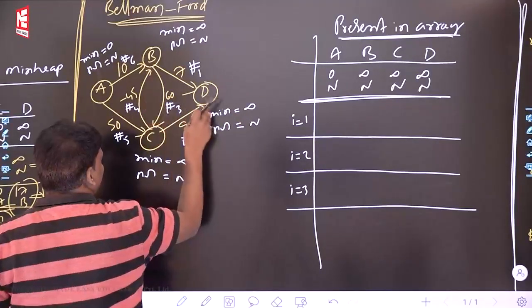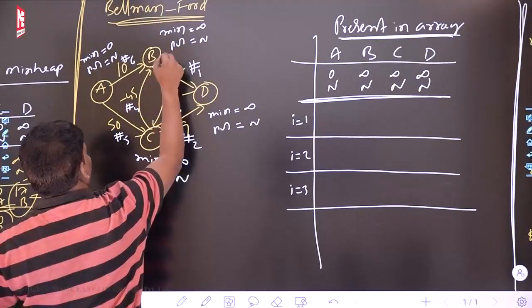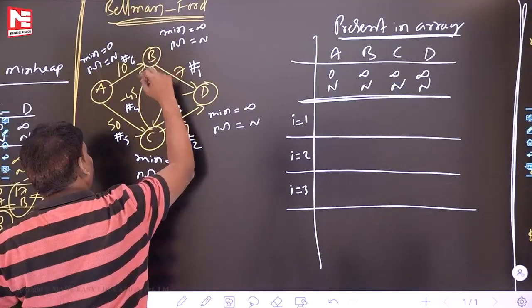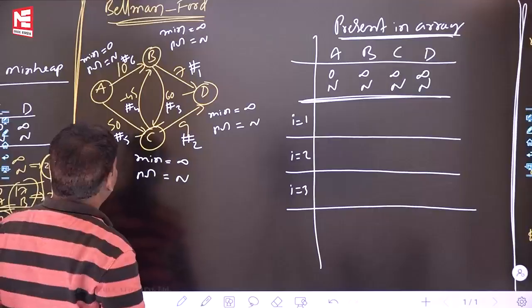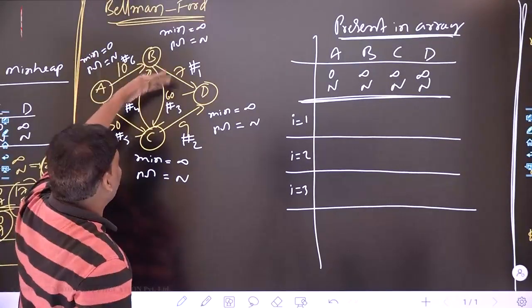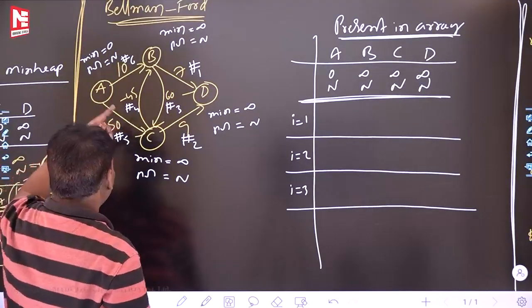Infinite minus anything is still infinite, so no change. Edge number 4, I did the decrease key operation, no change. That is also okay. Edge number 4 decrease key operation is over, no change. Until now, no change. Let's go to edge number 5.